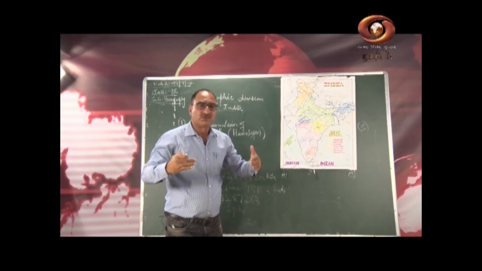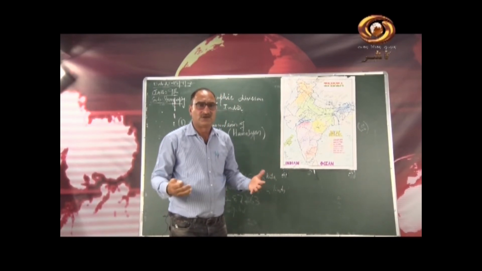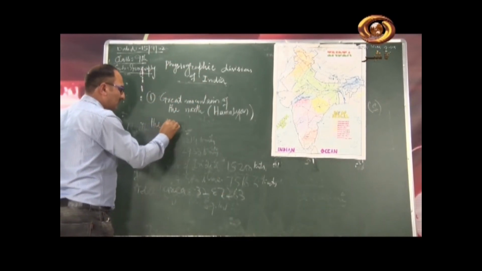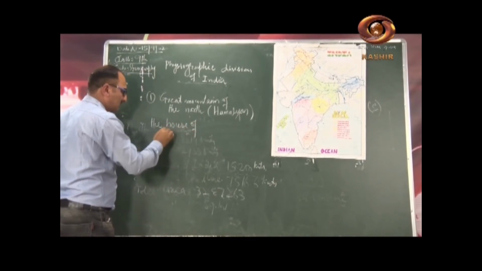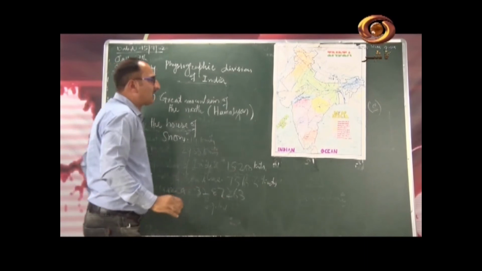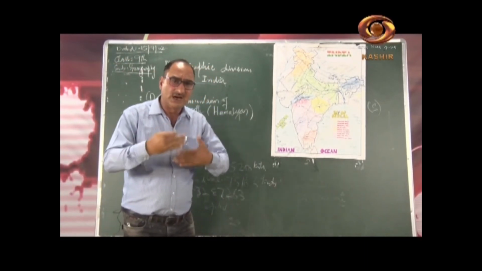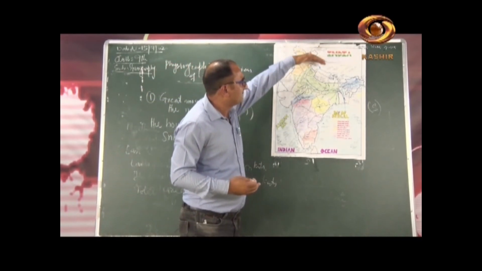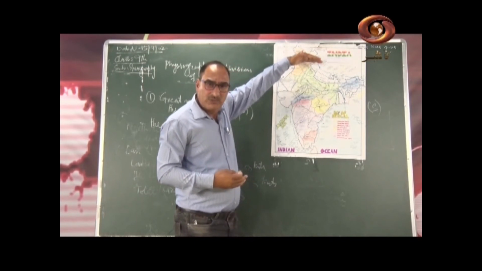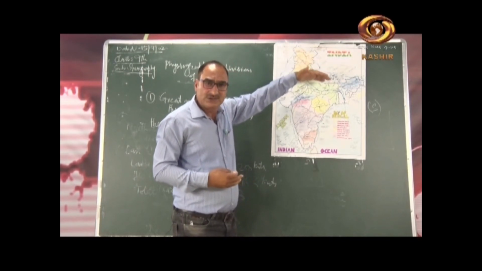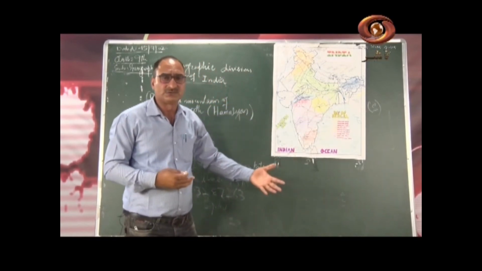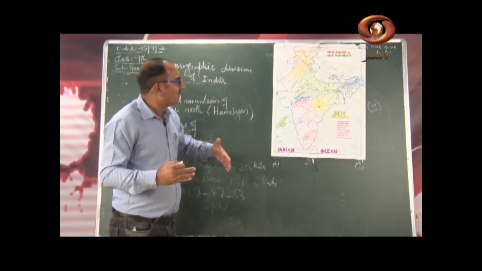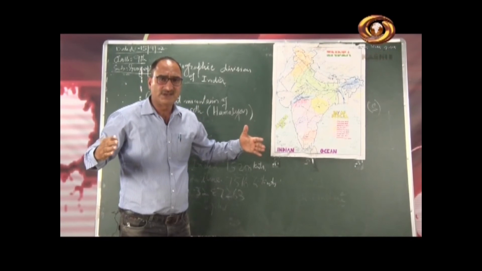First of all, what do we mean by Himalayas? Himalayas means the house of snow. It's a Sanskrit word. The Himalaya, which lies to the north of India, borders India. It is covered with snow throughout the year. That's why it's called the Himalayas. And Himalayas has 3 parallel ranges.